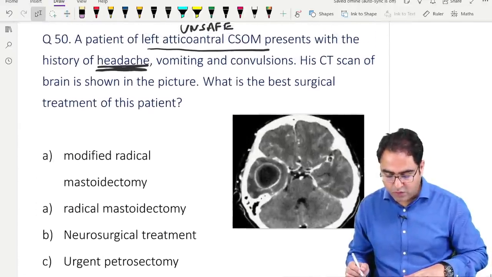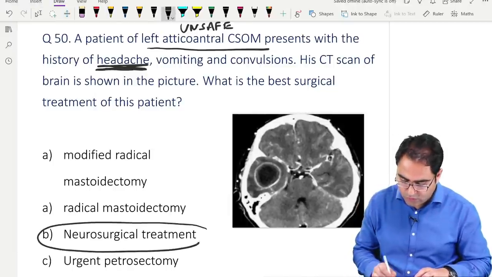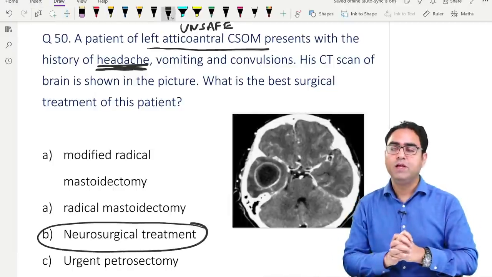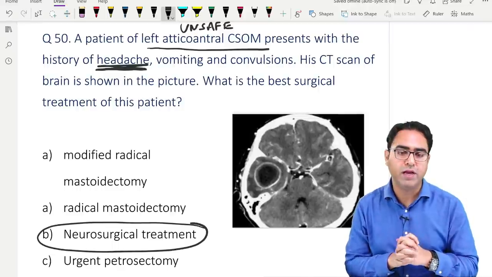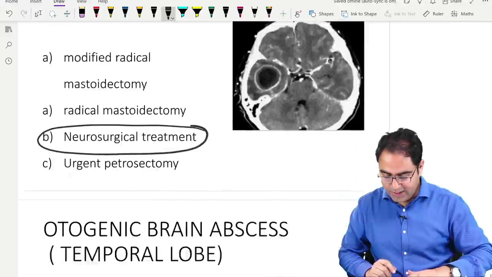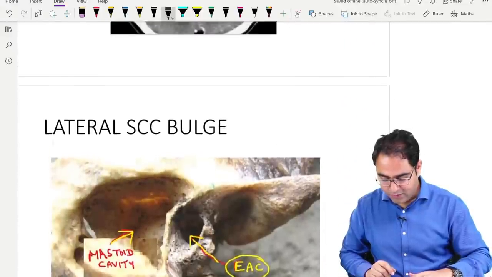This is a neurosurgery domain. The treatment is neurosurgical treatment. This is a case of otogenic brain abscess, and the patient should be referred to neurosurgery for the appropriate management. Okay. These were the few questions.